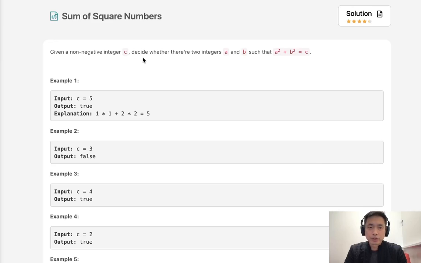Given a non-negative integer c, decide whether there are two integers a and b such that a squared plus b squared equals c. If we're given c equals 5, we know that 1 squared plus 2 squared equals 5, so this is going to be true. For 3 though, there's no possibility. For 4, we can do 2 squared plus 0 squared, and that's going to equal 4.